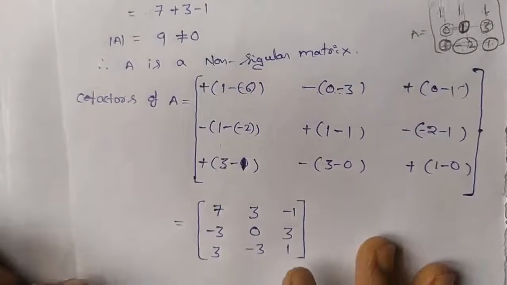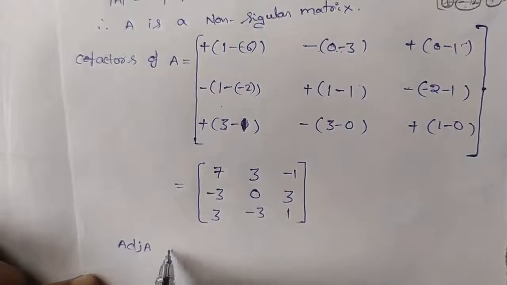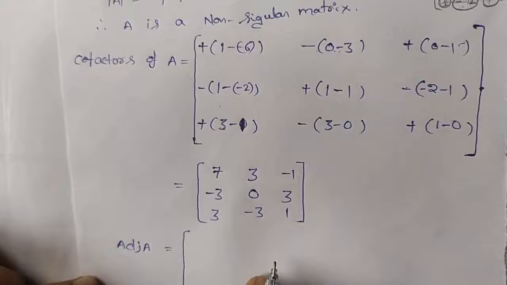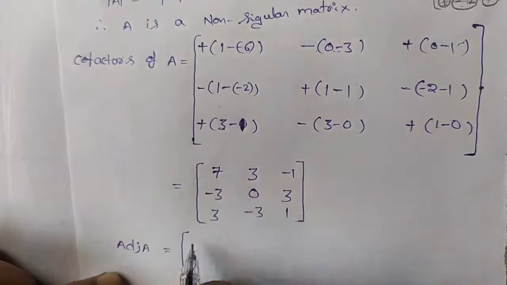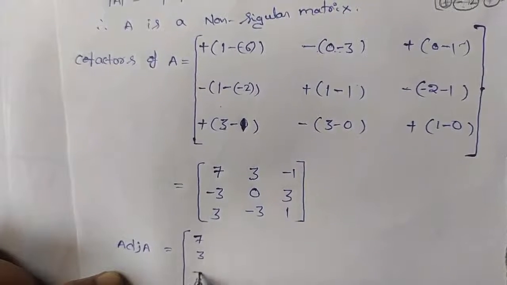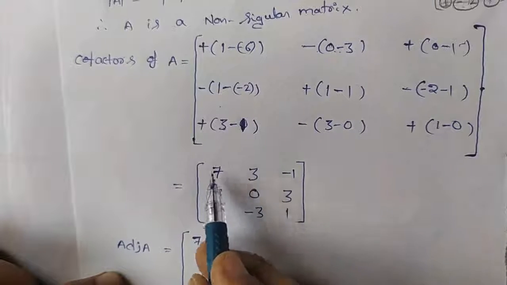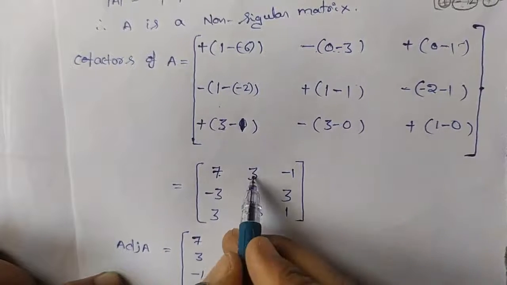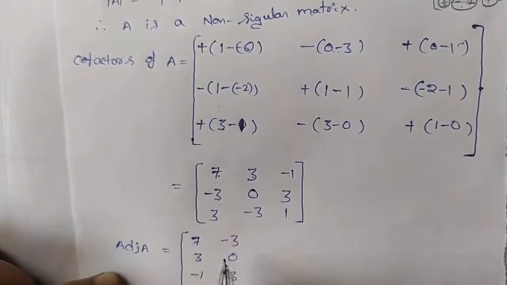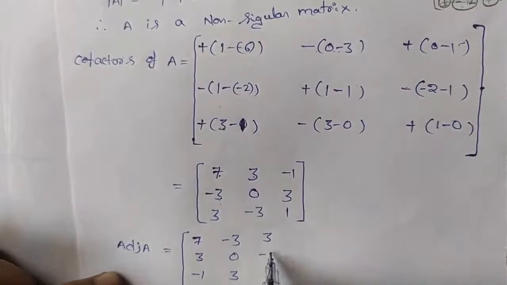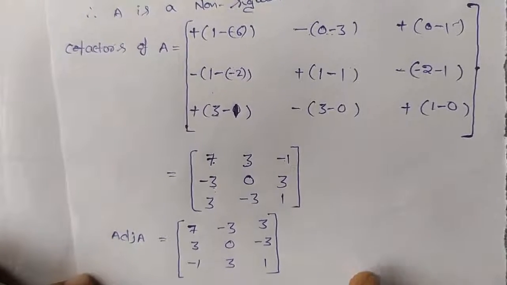Now we have to find adjoint of the matrix A. Adjoint A equals to transpose of the cofactors matrix. 7, 3, minus 1. Write rows as columns, columns as rows. 7, minus 3, 3, minus 3, 0, 3, minus 1, 3, 1. Therefore it is adjoint A.